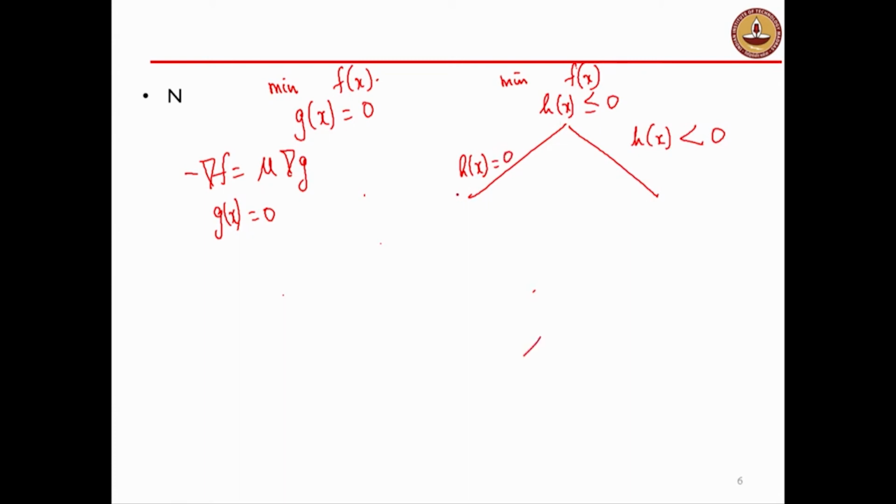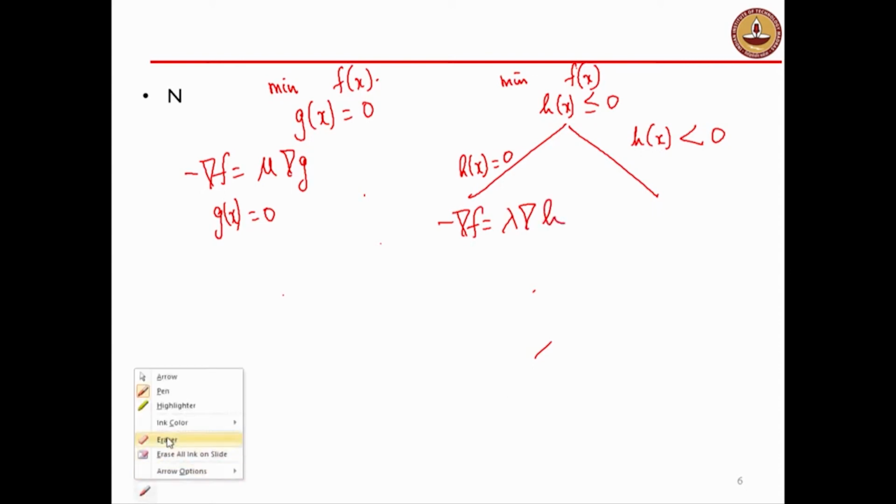h of x equal to 0 is the case where, in the inequality constraint problem, the optimal solution lay on the line. In that case, what do we know about the optimality conditions? Minus grad f is equal to lambda times grad h. Let me just go back and make one. I want to keep certain conventions over here.